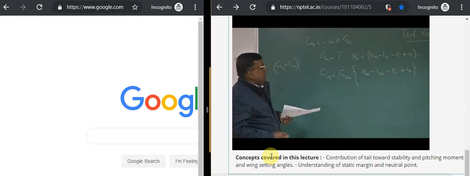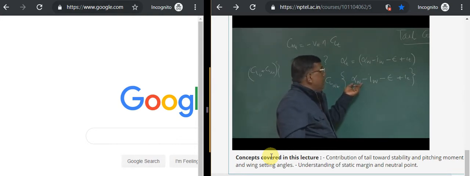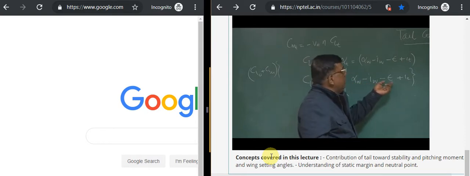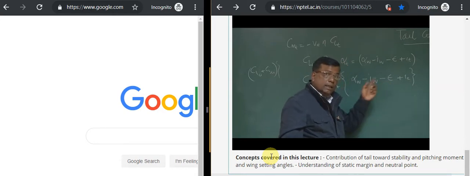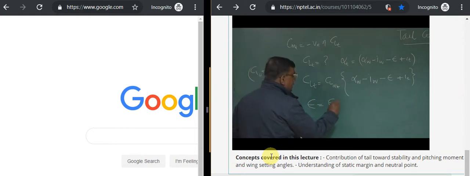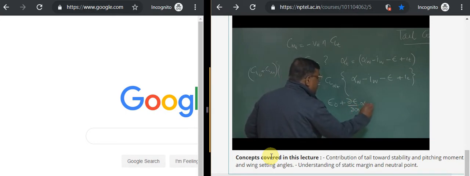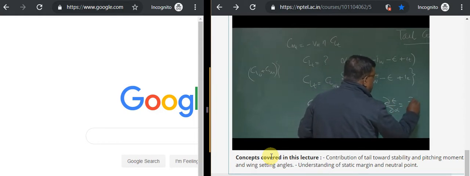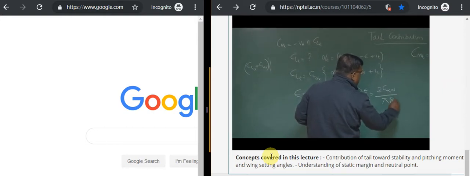Let us revisit again. What is alpha w? It is the wing angle of attack. What is IW? The wing setting angle. What is epsilon? The downwash because of the wing. And IT is the tail setting angle. Now, how the downwash is going to change can be approximated by this model for the wing, where d epsilon by d alpha is written as 2CL alpha wing by pi aspect ratio of wing. This is a very approximate thing, but it works.